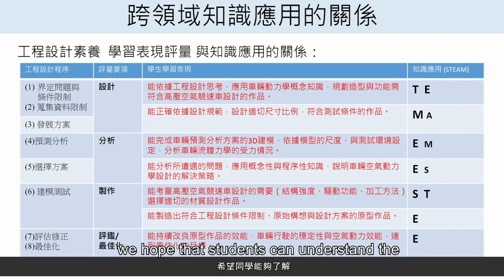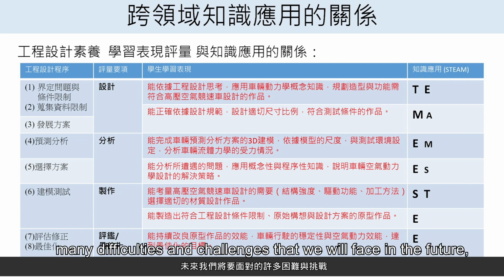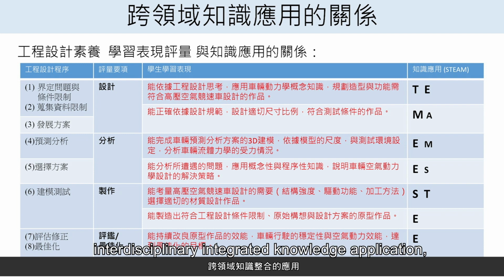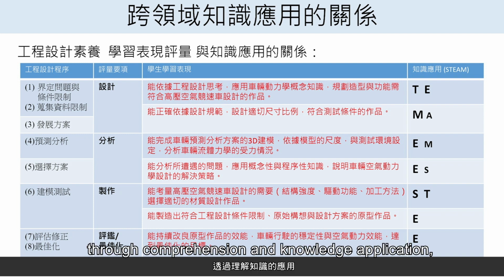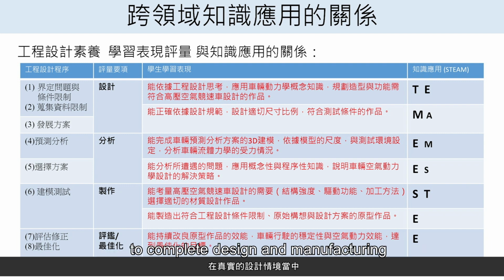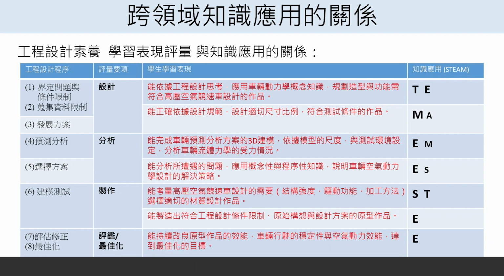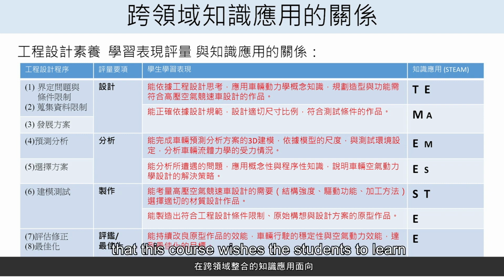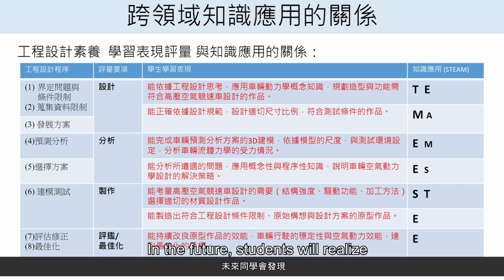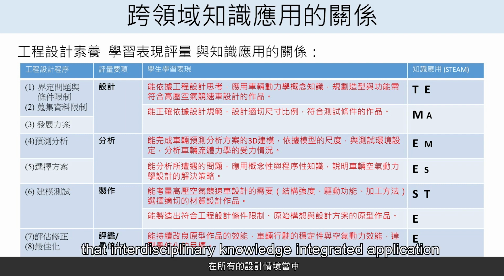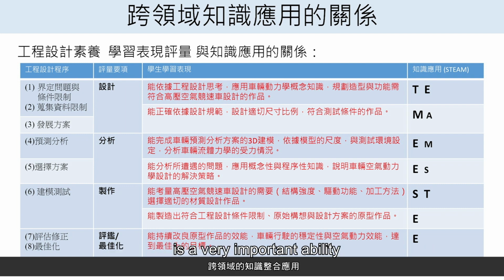We hope that students can understand the many difficulties and challenges that we will face in the future and need such interdisciplinary integrated knowledge application, and experience and practice the project's manufacturing process in our course through comprehension and knowledge application to complete design manufacturing problem solving in a real design situation. This is the literacy capabilities that this course wished the students to learn in terms of interdisciplinary knowledge application. In the future, students will realize that interdisciplinary knowledge integrated application is a very important ability for all kinds of design situations.